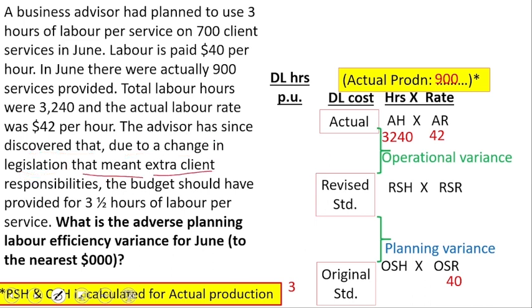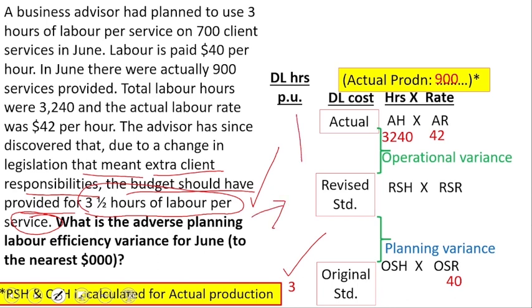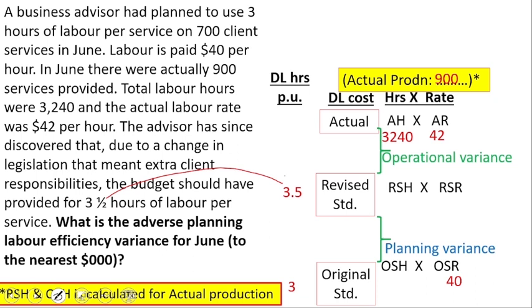That meant extra client responsibilities. The budget should have provided for 3.5 hours of labor per service. So the original standard stipulated 3 hours per unit, but as per the revised standard, it is 3.5 hours per unit. So we key in against the direct labor hours per unit next to the revised standards. So 3.5 comes against the revised standard.